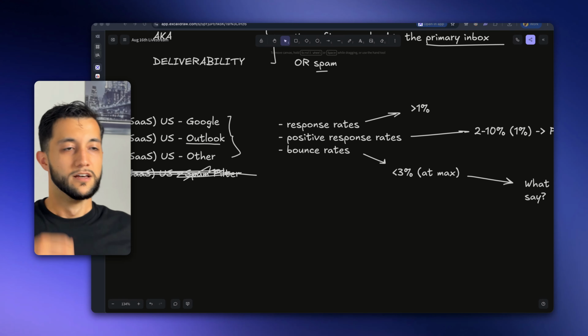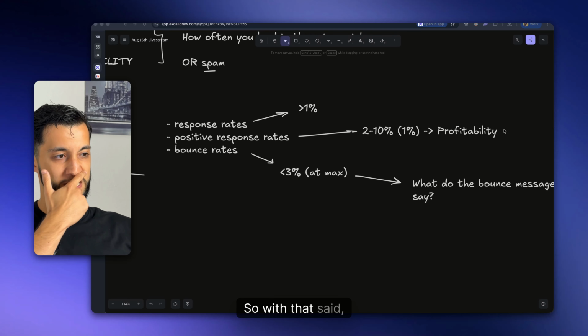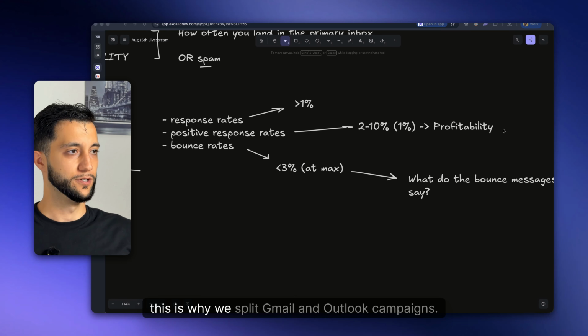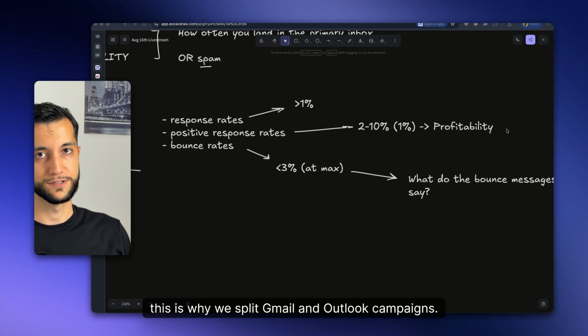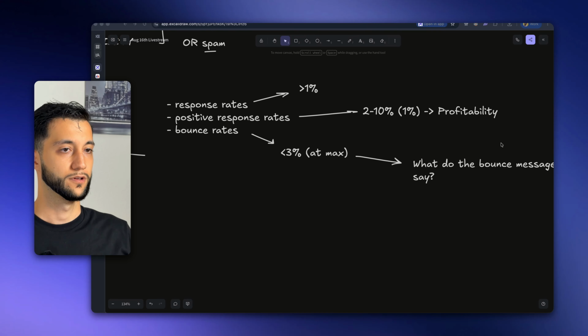So with that said, this is why we split Gmail and Outlook campaigns. This is super important. You need to do this.